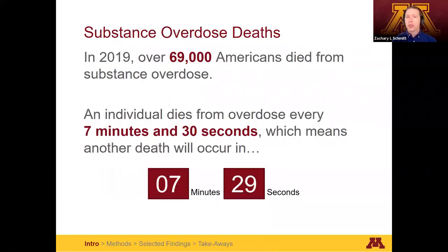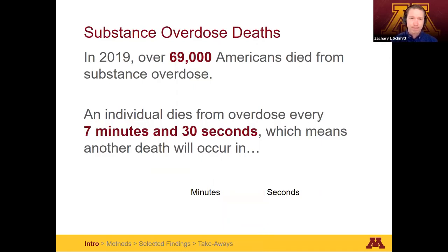So substance use disorders such as alcoholism and drug abuse are one of the largest and fastest growing health epidemics facing the US. Last year, over 69,000 people died from substance overdose. To put that in context, that's almost double the amount of deaths resulting from car accidents over the same period. And those 69,000 deaths equate to an individual dying from overdose about every 7 minutes and 30 seconds.